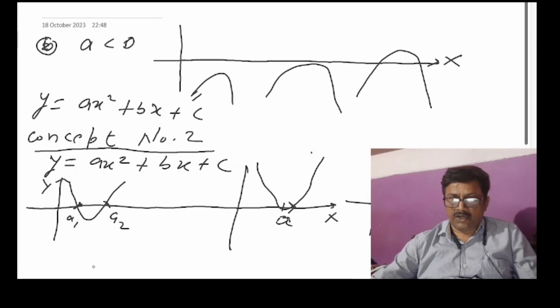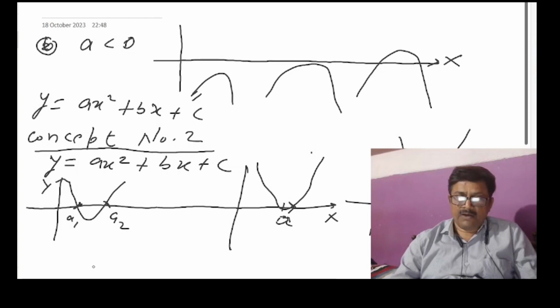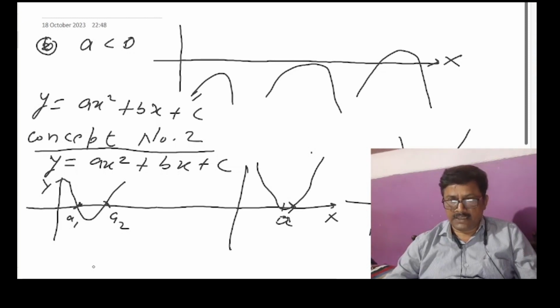If any graph is not cutting the x-axis, what does it mean? It means at no real value of x is y being 0, because y is only 0 on the x-axis. So for y to be 0, the graph should cut the x-axis.